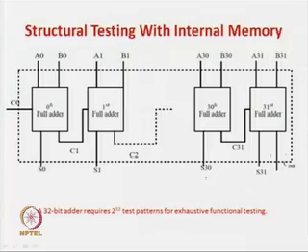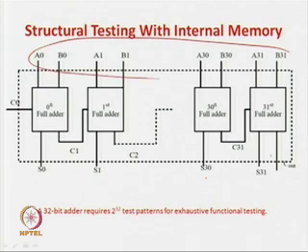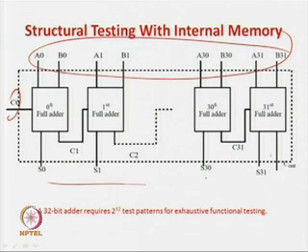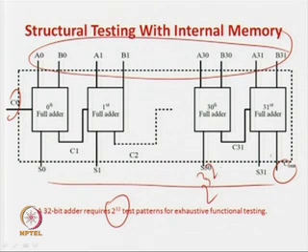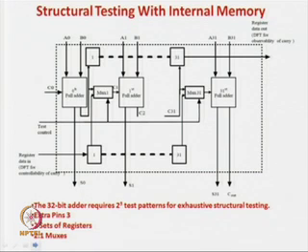This is a 32-bit ripple carry adder. The 32 bits are the inputs, and this is the carry and this is the sum, and then you can have a carry out. Obviously, if you want to do exhaustive testing, you require 2 to the power 32 input patterns, which is again infeasible in terms of time. So, how to handle this? Let us do a structural testing here.